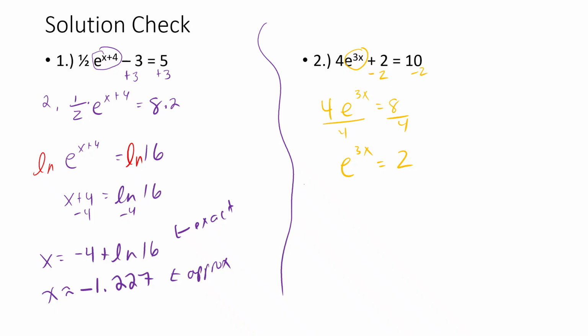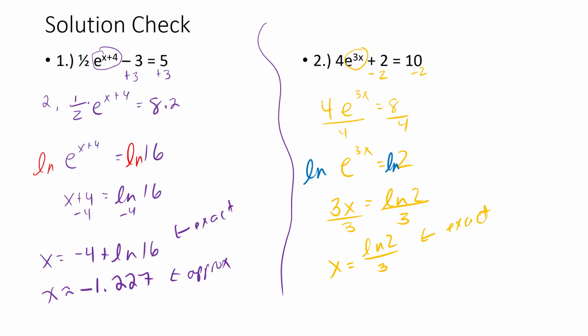Take the natural log of both sides. So natural log of e to the 3x is going to give me just 3x is equal to the natural log of 2, and then dividing both sides by 3, x is equal to the natural log of 2 divided by 3. That is our exact answer.